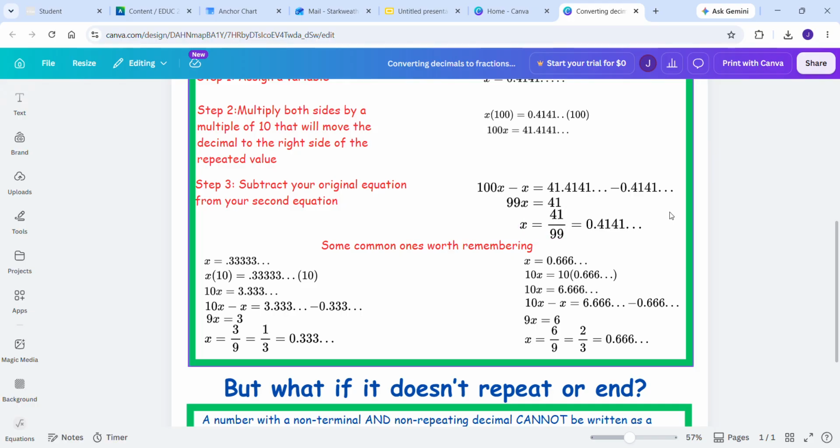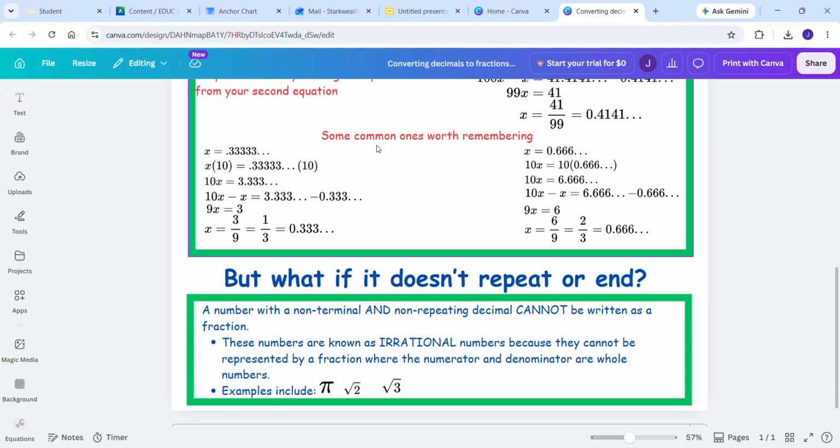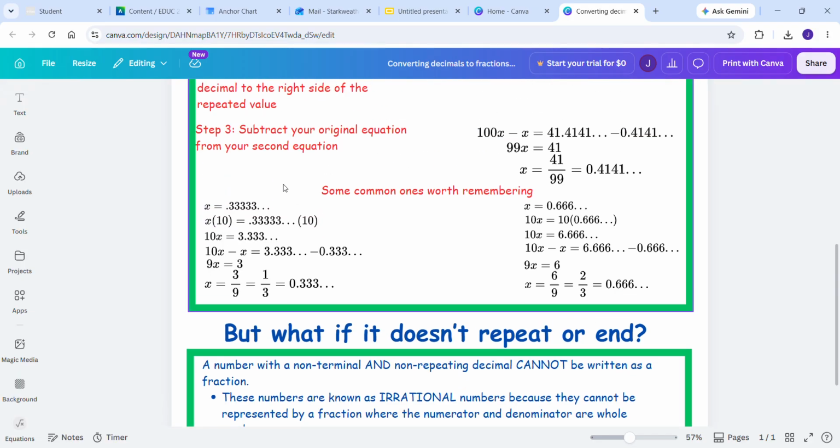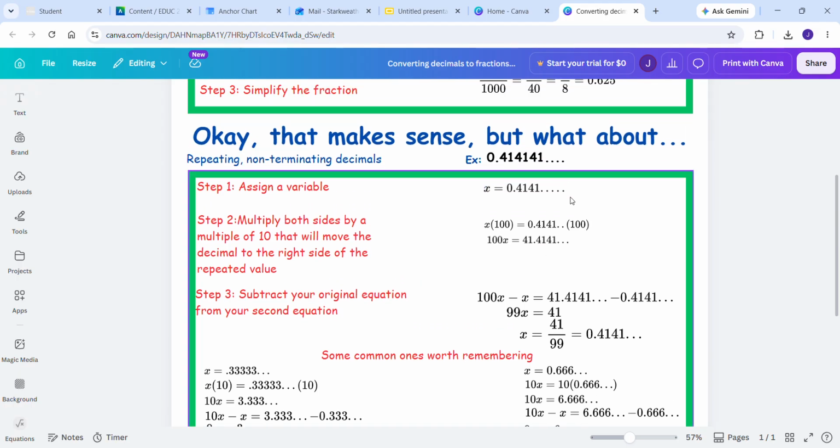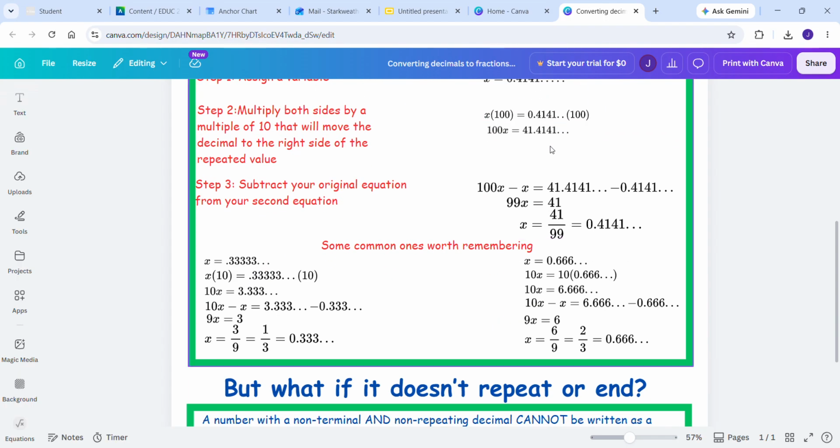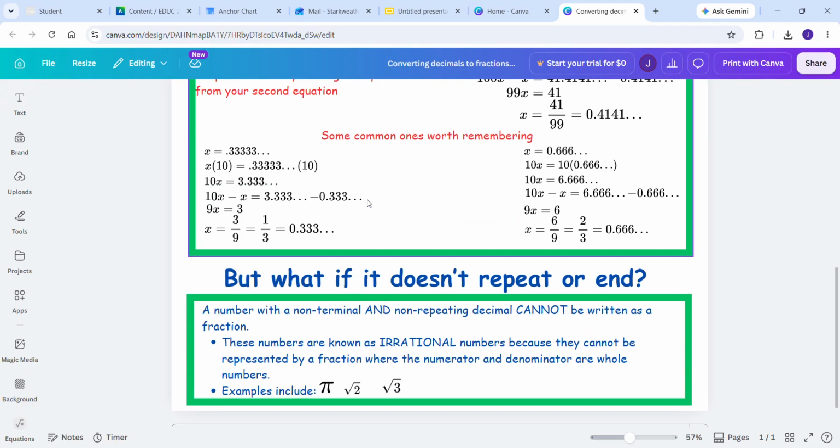Then I put on my chart some common ones worth remembering. When it's 0.3 repeating, we know that that's 1/3. But I did the math using the algebraic method that I just did on the 0.41 repeating one, and I end up getting 1/3 right here.